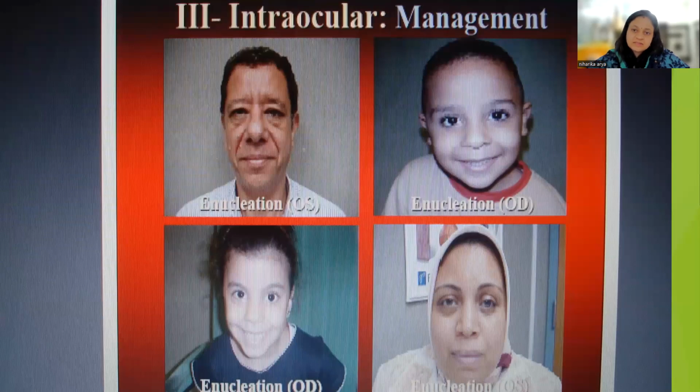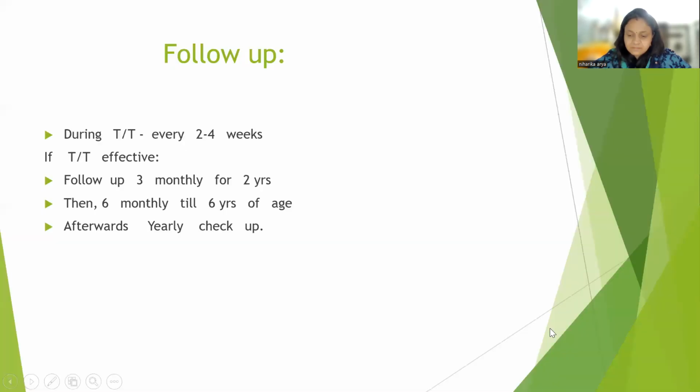In this, you can see some of the management of the intraocular tumor. In the first photo, you can see the enucleation of the left eye. After the enucleation, that is after removing the eyeball, an artificial eye is placed, so in the left eye there is an artificial eye. In this one, the right eye is enucleated, and you see the happy face of the child. The right eye is removed, but after that an artificial eye is placed.